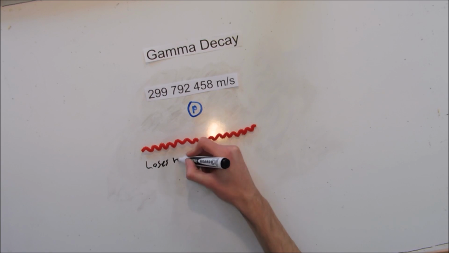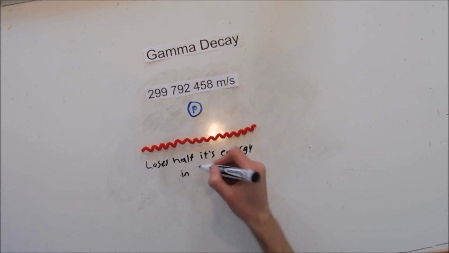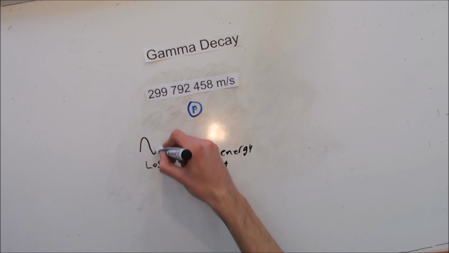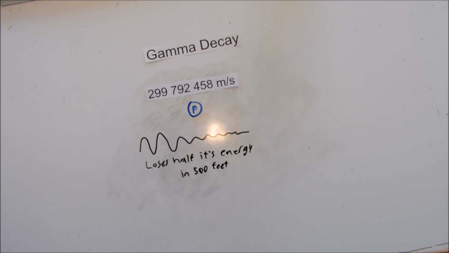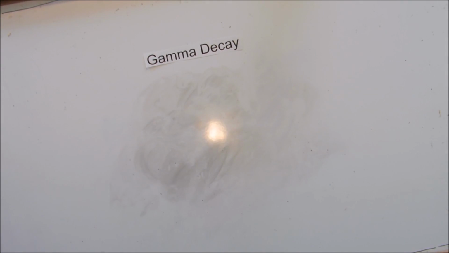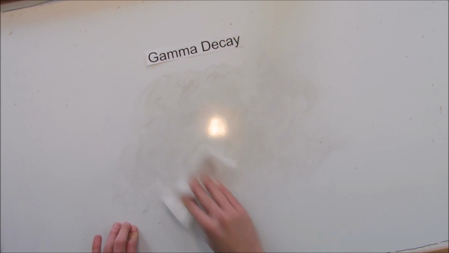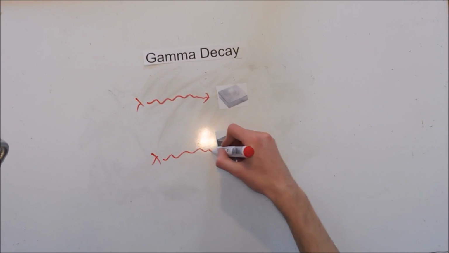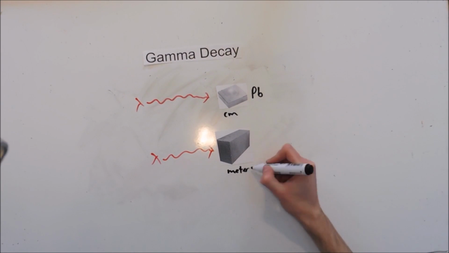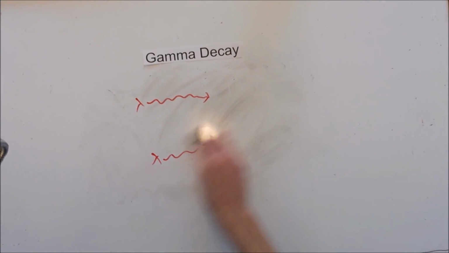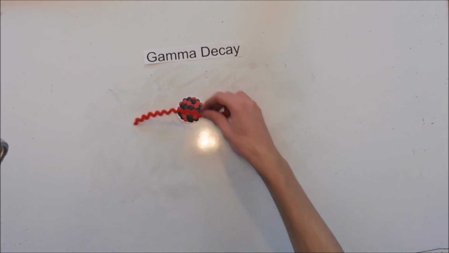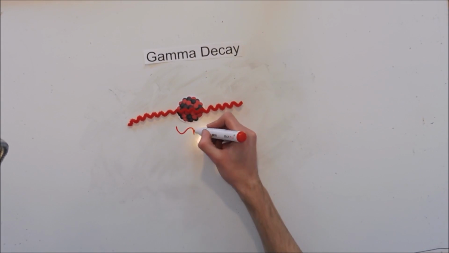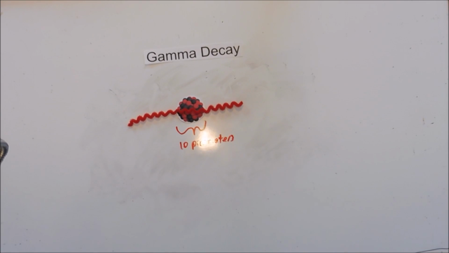Gamma radiation is one of the most penetrative forms of radiation and loses roughly half of its energy through 500 feet of air. Because they are merely highly energetic waves, they are poor at ionizing atoms. Many centimeters of lead or multiple meters of concrete are required to absorb high-level gamma rays. Gamma rays have wavelengths shorter than the diameter of an atom, or less than 10 picometers.